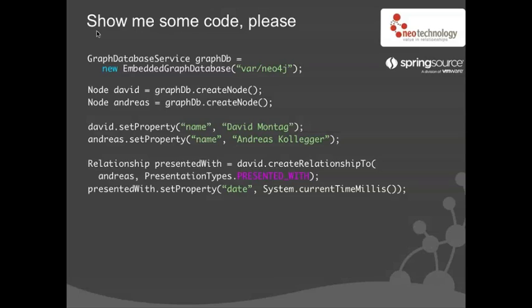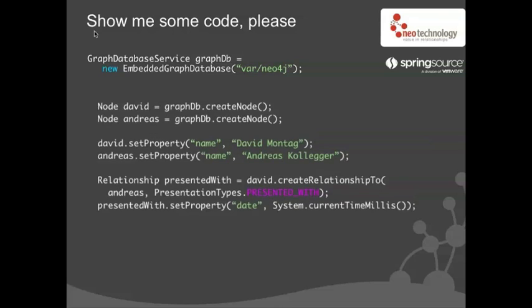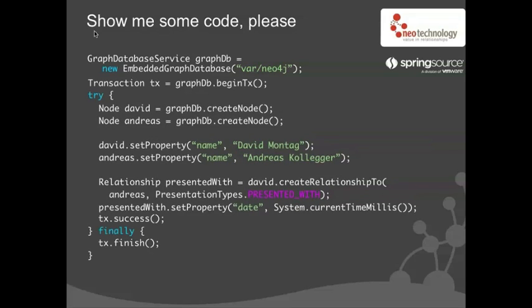What does code look like with the core API of Neo4j? So you have a graph database that points to some disk location. You create nodes and can set properties on those nodes, and then you can create relationships between nodes. That's about it. Except as we're transactional, we wrap the whole modifying operation inside of the transaction. So Neo4j is also thread safe, so you can have as many threads as you like working on this graph database.